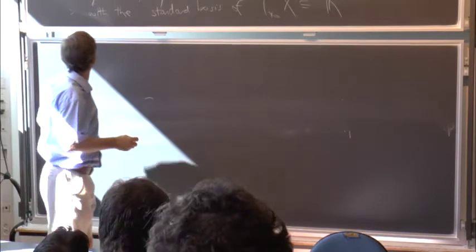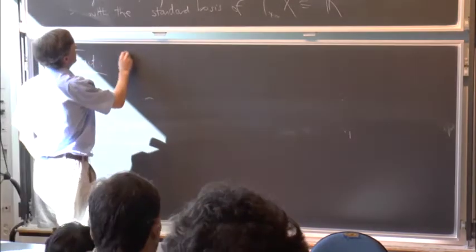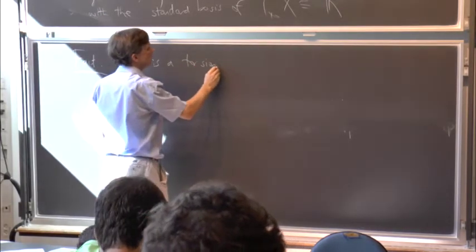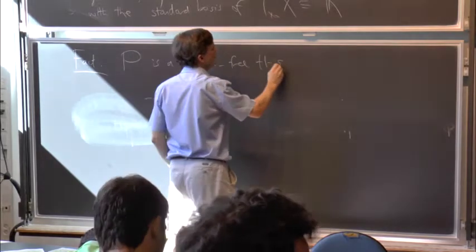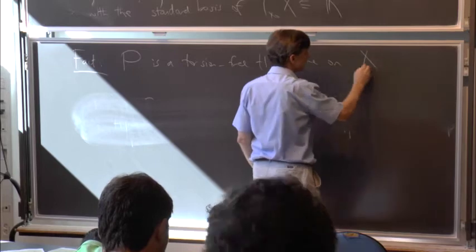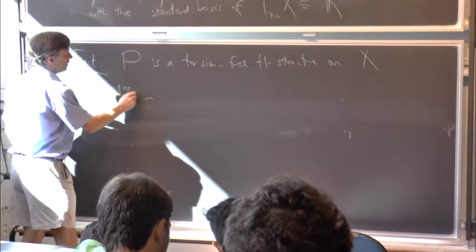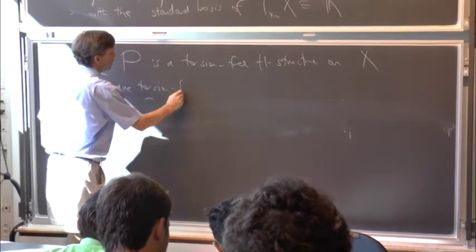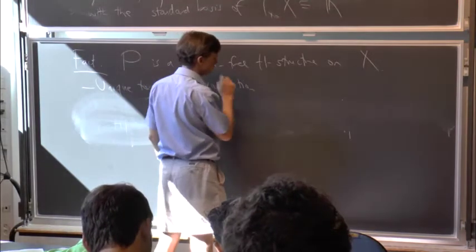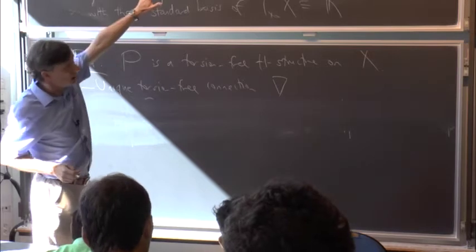Okay, so then it's a fact that this P is a torsion-free H structure on X, and there's a unique torsion-free connection. Well, sorry, I've now got two H's. Well, so H here is being a Lie group.